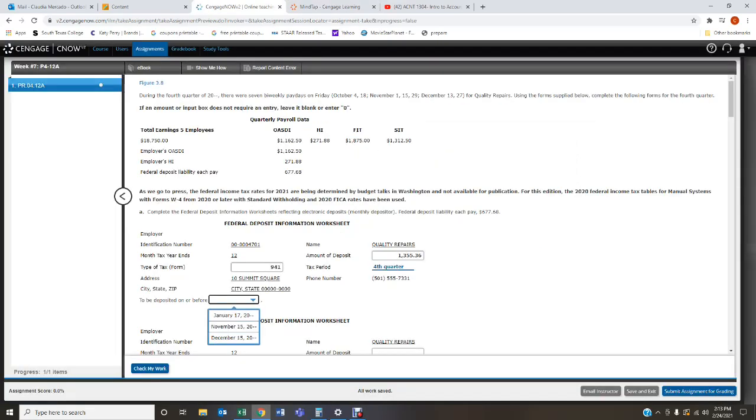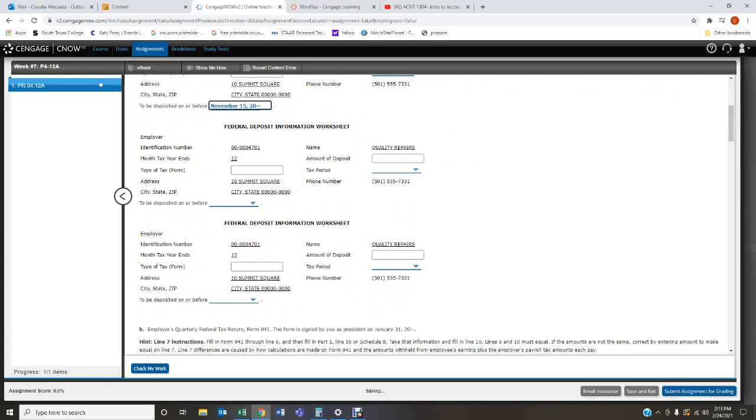So we're dealing with October, okay? So then that means that we have to make this deposit by November the 15th, okay? The 15th of the following month. Now we're going to do the Federal Deposit Information Worksheet for November, okay?